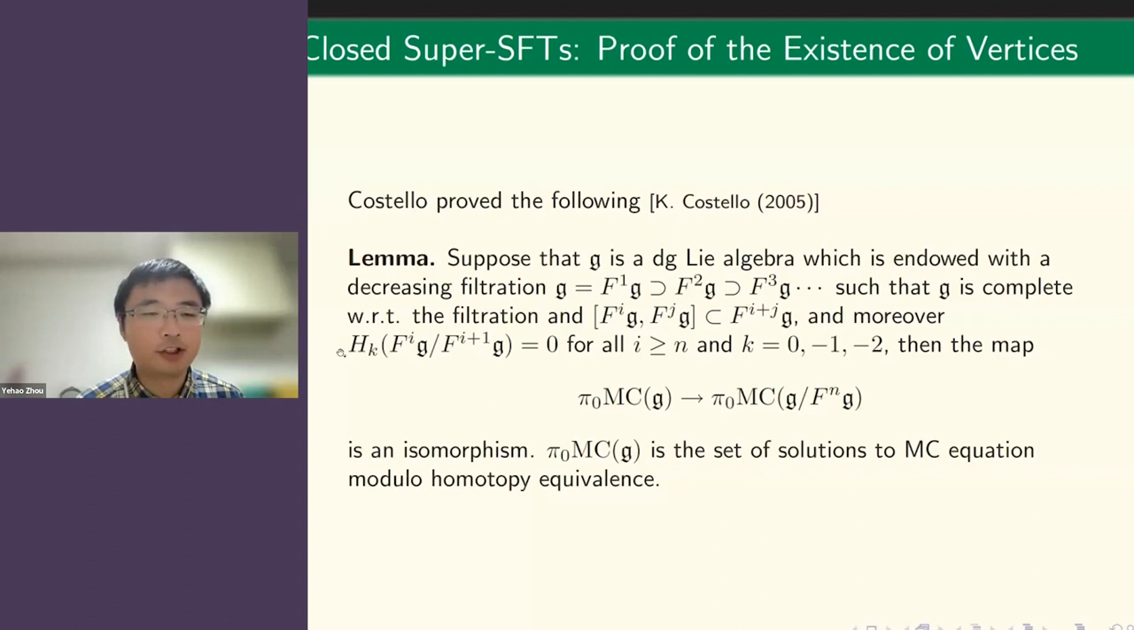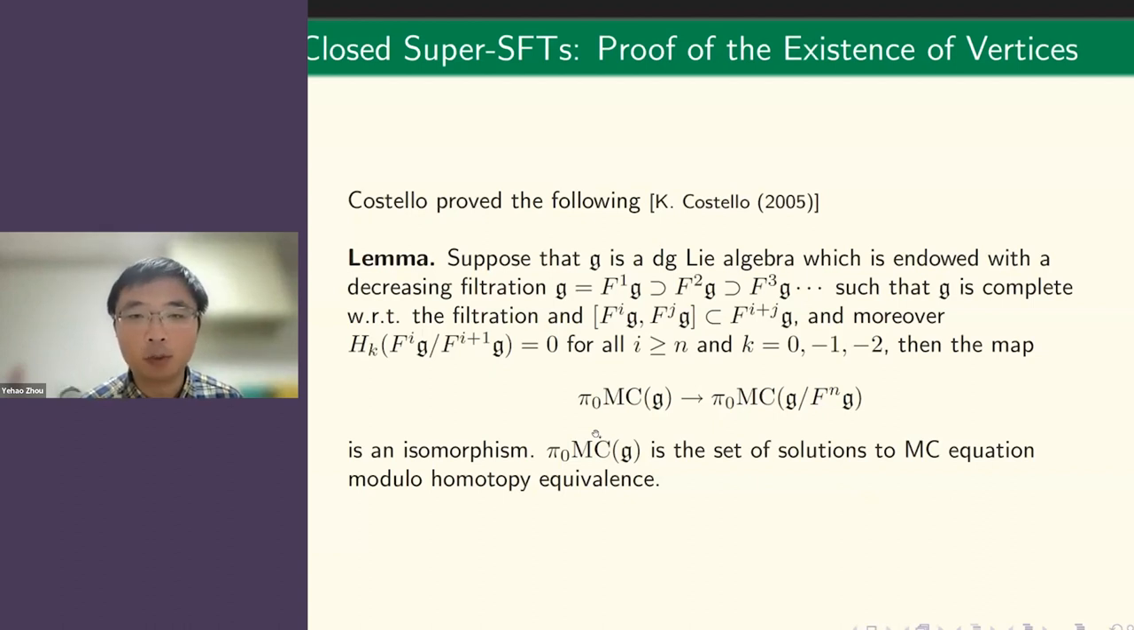And the technical condition is that if you take the homology of Fi quotient by F(i+1), it's required to vanish for all i greater than or equal to n for some fixed n, and for k equals 0, minus 1, minus 2. Then the map pi 0 of the solutions of the Maurer-Cartan equation associated with G has a natural map to the set of solutions of the Maurer-Cartan equation in the quotient by Fn, where n is the n that shows up in the technical condition. And then the claim is that this is an isomorphism, where pi zero means that this is a set of solutions to the Maurer-Cartan equation modulo homotopy equivalence.